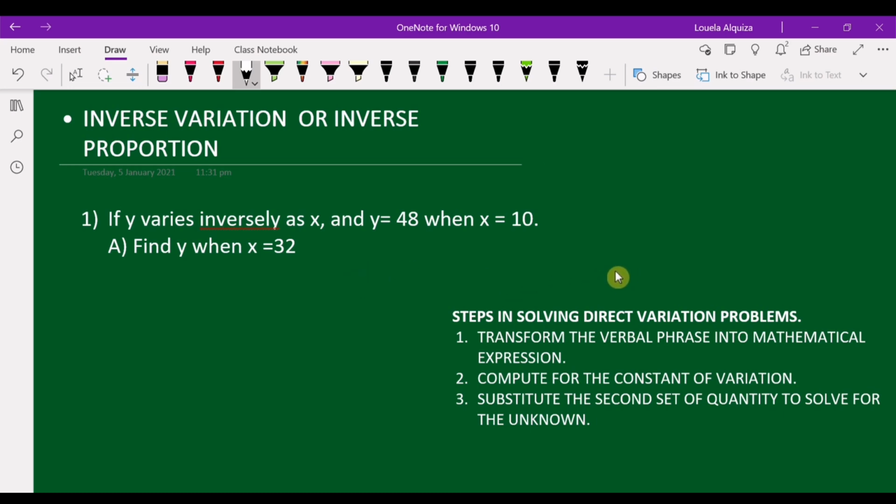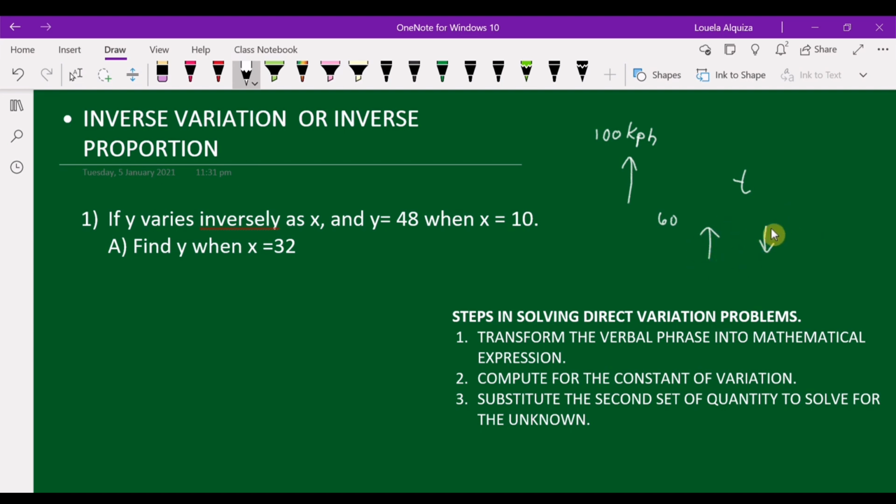For our second classification of variation, ito ay tinatawag na inverse variation or inverse proportion. Ang ibig sabihin naman nito, halimbawa, mas mabilis or mas mataas yung speed ng pagdadrive mo. Halimbawa, 100, nakakotse ka, 100. So, mas mataas yung speed mo, mas maikli yung time na magagamit mo sa pag-travel. Halimbawa, pupunta kang Balanga. Kung ang takbo mo lang is 60, mas malaki yung time na magagamit mo papuntang Balanga. Pero kung mas mataas ang speed mo, mas maikli naman yung time na tatakbuhin mo yung Balanga.